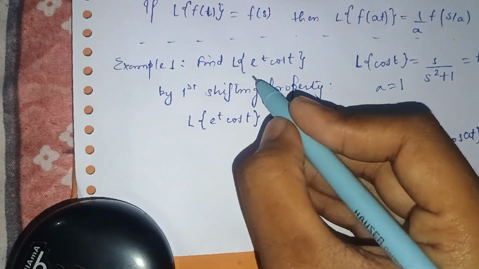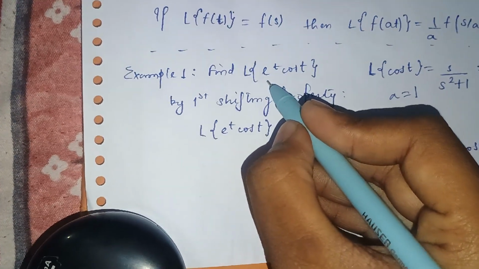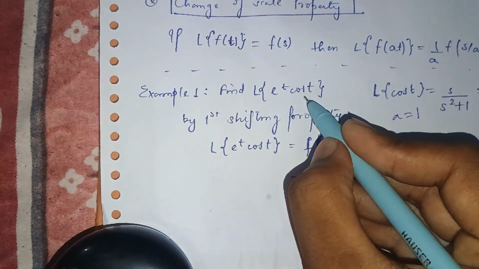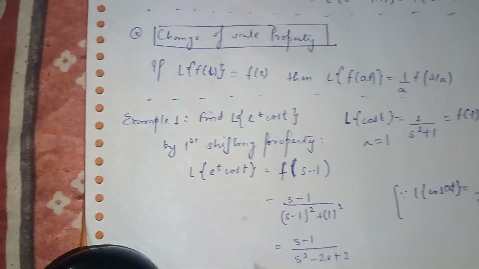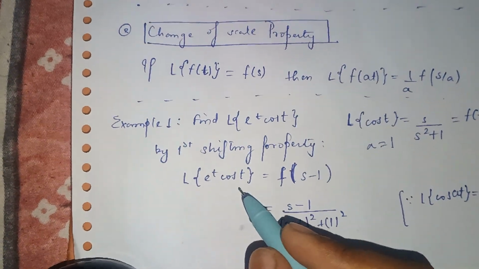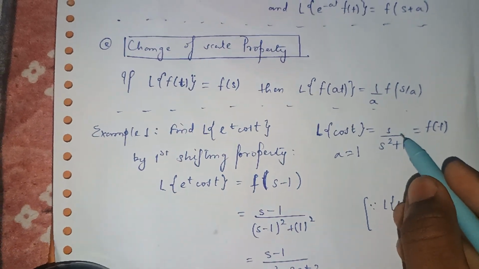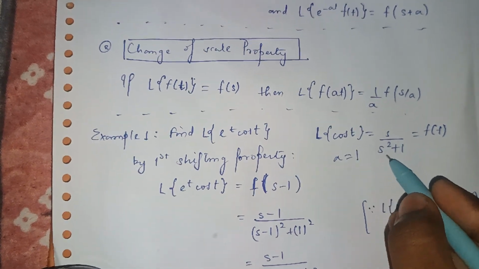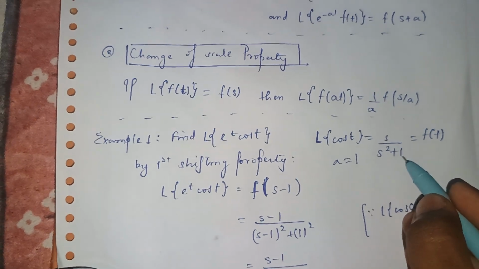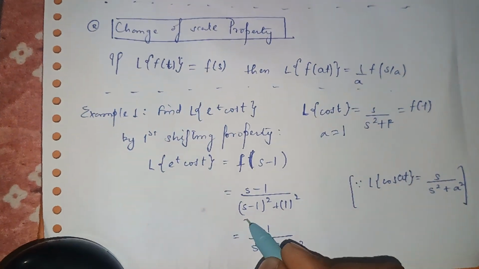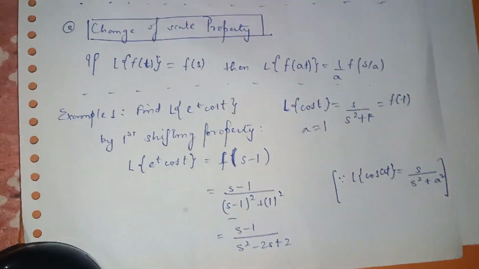Since we have to find the Laplace transform of e raised to t cos t, by first shifting property we say the Laplace transform of e raised to t cos t is given by F of s minus 1, that is s minus 1 upon s minus 1 whole square plus 1 square. Now we move on to a second example to learn about the change of scale property.